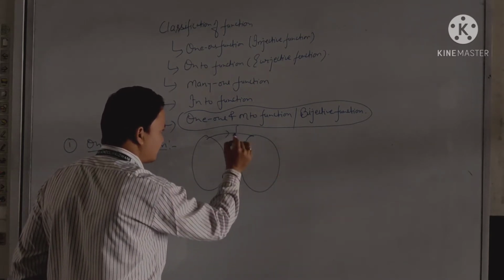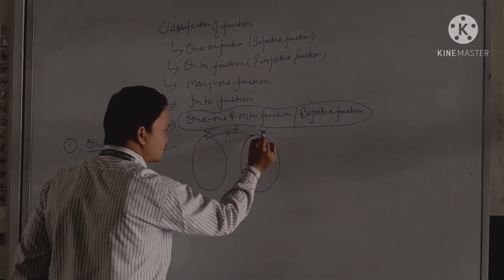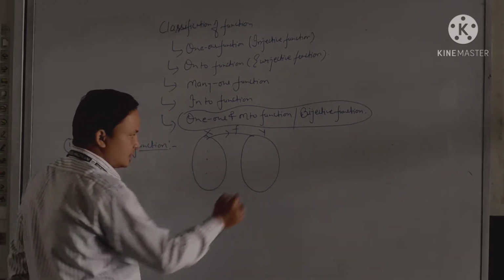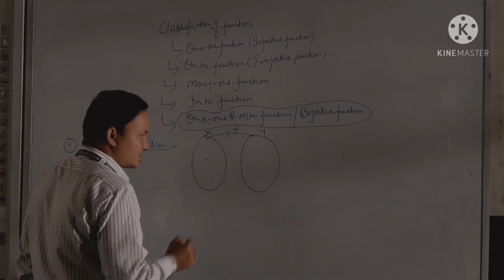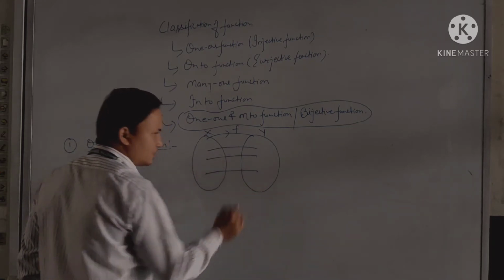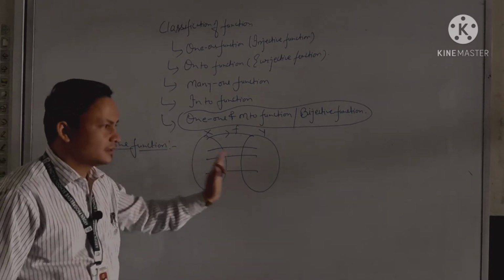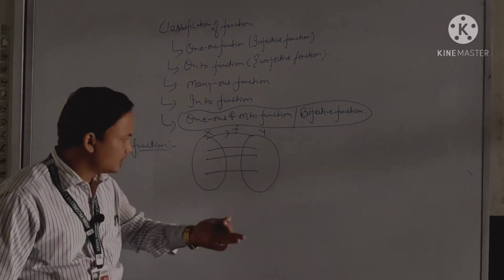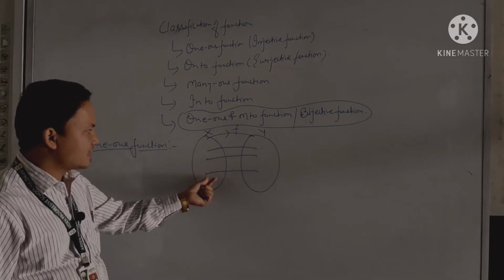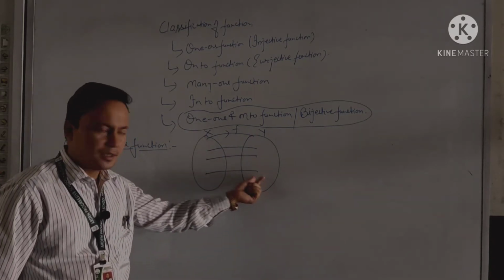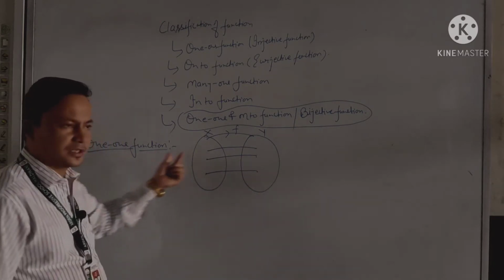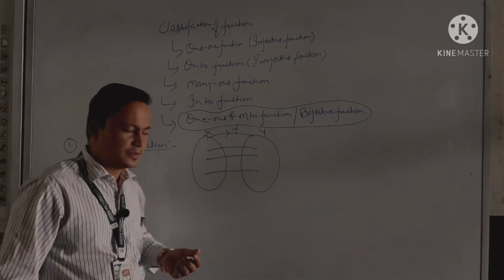Let there be a function f from set X to set Y. Now see, there are three elements in set X and there are also three elements in set Y. Now see, you can call it association, relation, whatever you like. If the association between the elements of set X and the elements of set Y is a one-to-one association, then such kind of function is said to be a one-one function.